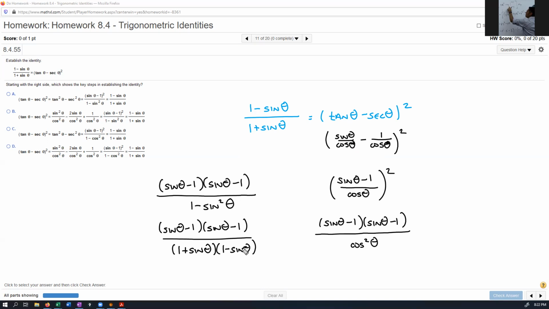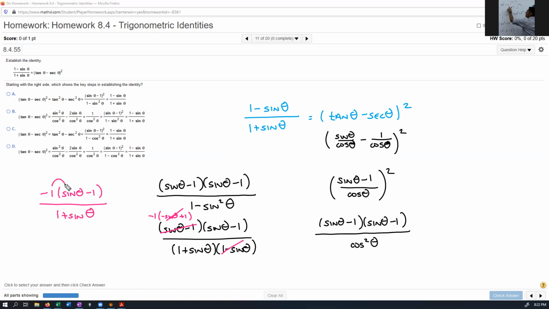And look, these almost cancel. These are almost the same thing. So what I'm going to do is I'm going to take this right here. I'm going to factor -1 out and make this negative sine theta plus 1. And now it cancels here. So on top, I have a -1 in front of sine theta minus 1. And then on the bottom, I still have that 1 plus sine theta.